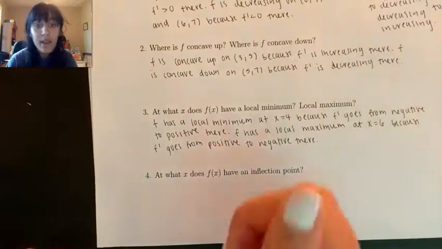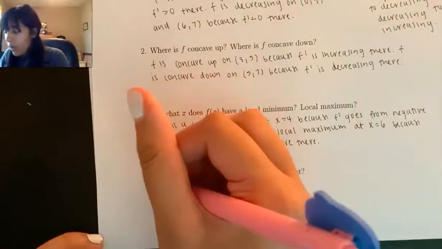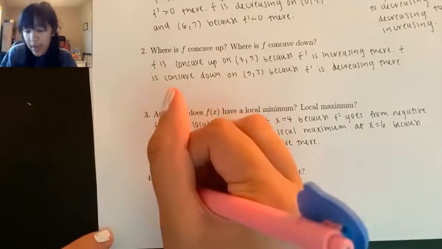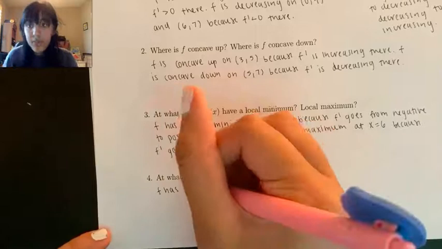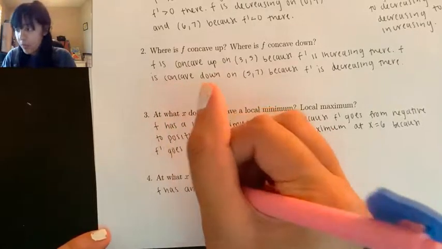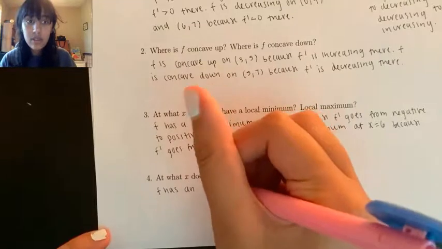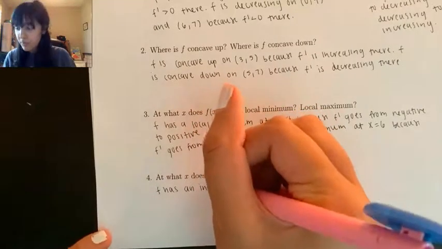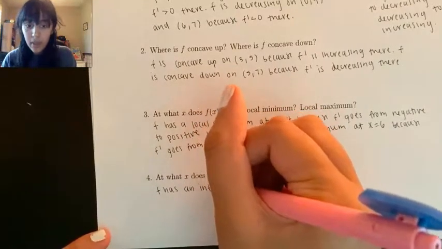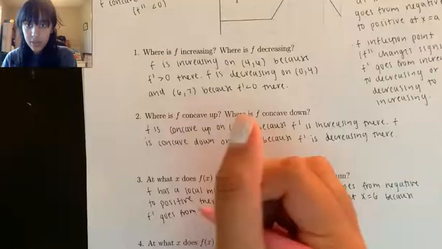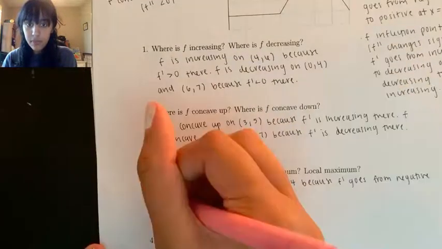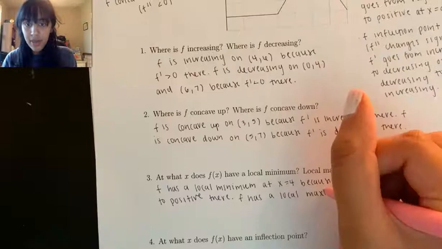Okay, fourth question. At what x does f of x have an inflection point? So if we go back to the rule, we know that an inflection point is when f prime goes from increasing to decreasing, or it goes from decreasing to increasing. So we'll have to just see on the graph where that would be. So let's get a picture of the graph again.